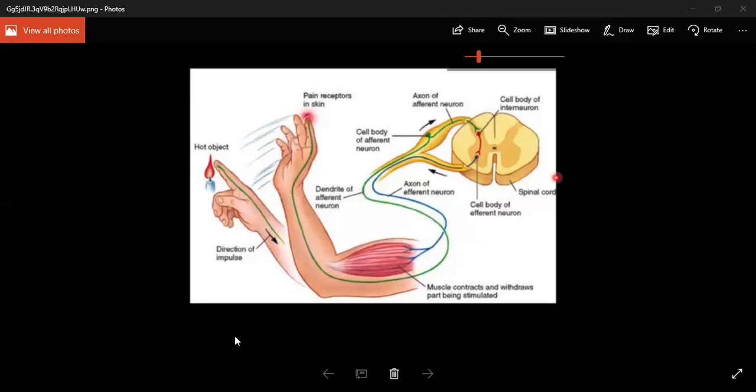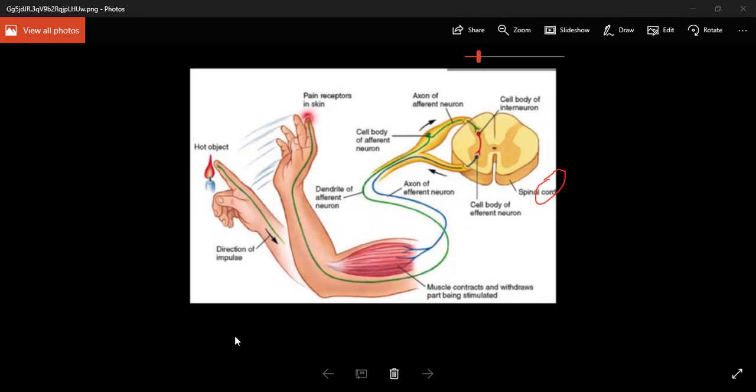And you can find here, this is the point, and these are the axon terminals. The axon, which is present in the central nervous system, could be the spinal cord or the brain. So we are talking about the spinal cord.